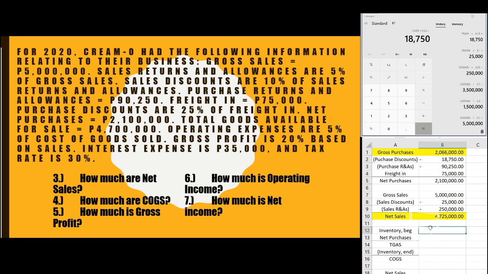Now, let's continue. Total goods available for sale is 4,700,000. Tigas. Now, once again, given din tayo ng net purchases. The net purchases in formula number 1 will be the net purchases in formula number 3. So, we simply copy. Okay? Now, since given na tong dalawa, mahanap na natin si inventory beginning. So, we simply have to subtract 47 minus 21. Gamit-gamit lang tayo ng transposition dyan, guys. Okay? Makukuha natin si inventory beginning.